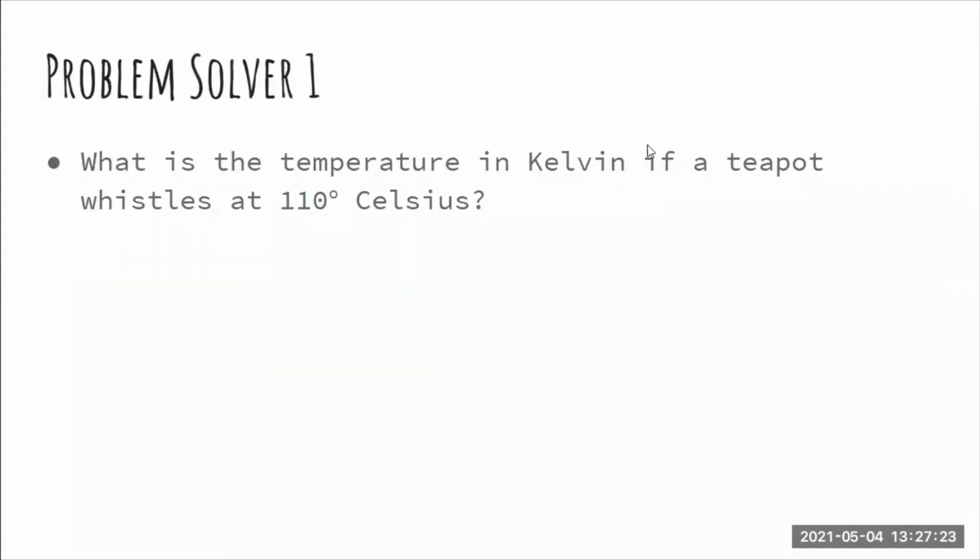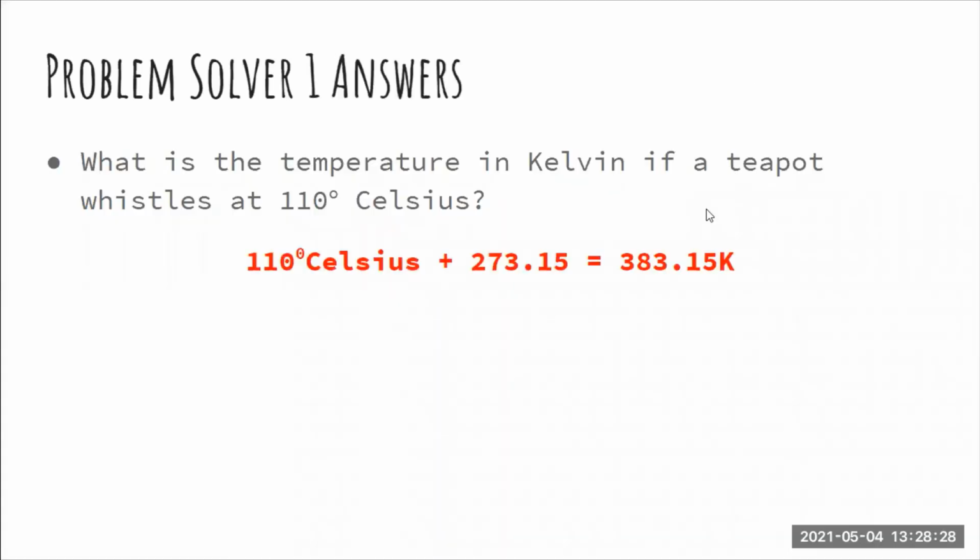Okay, so let's do a problem solver. What is the temperature in Kelvin if a teapot whistles at 110 degrees Celsius? Okay, let's look at how to find the answer. You take your 110 degrees Celsius, you add it to 273.15 to get 383.15 Kelvin.